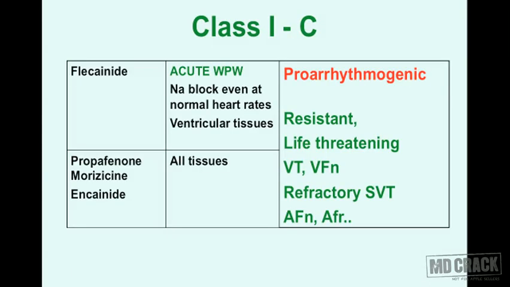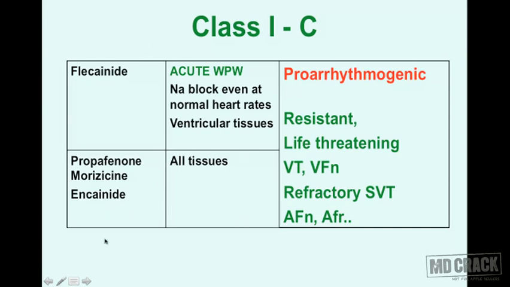We go to class 1c. We have flecainide here. It is useful in acute WPW syndrome, Wolff-Parkinson-White syndrome. The sodium channel blockade is there even at the normal heart rates, and it's more selective for the ventricular tissue. The rest of the 3 drugs, propafenone, moricizine, and encainide, they act on all the tissues.